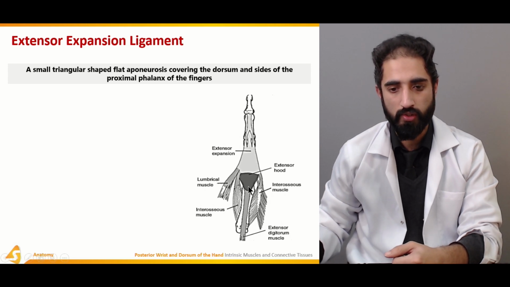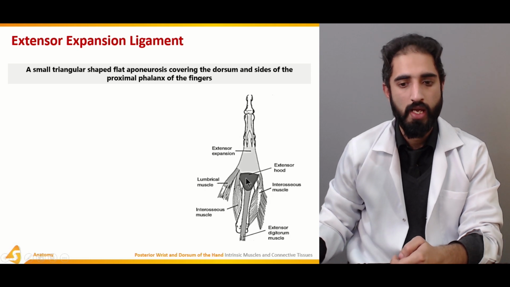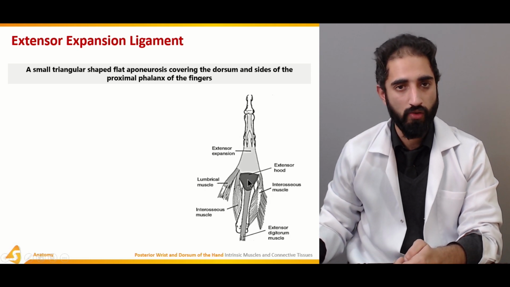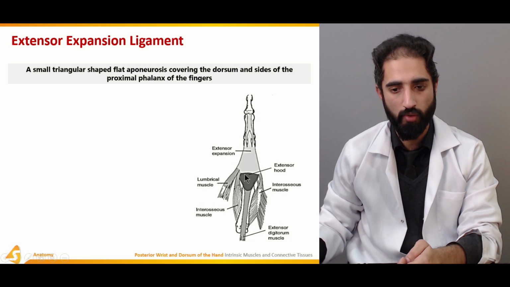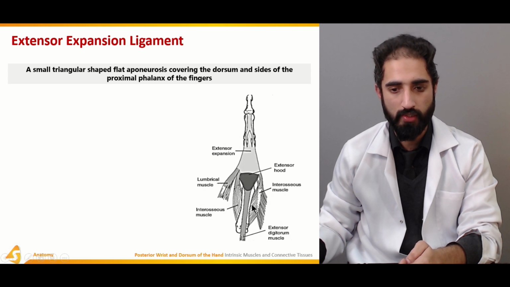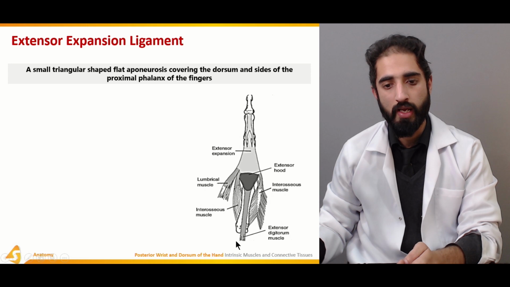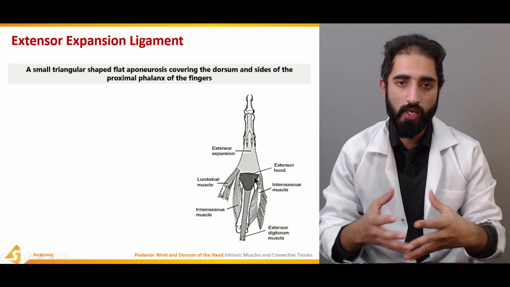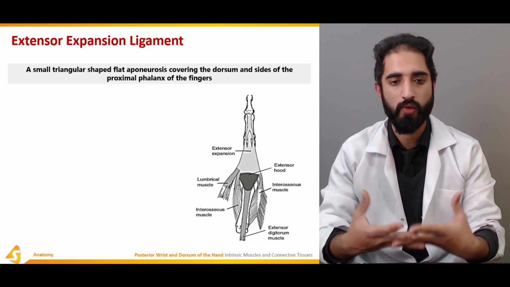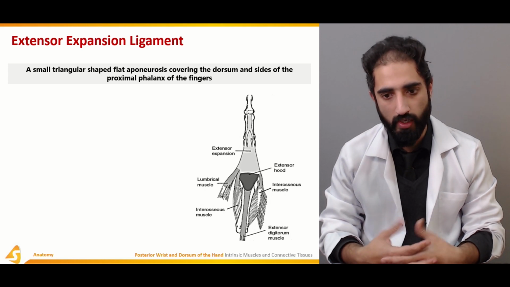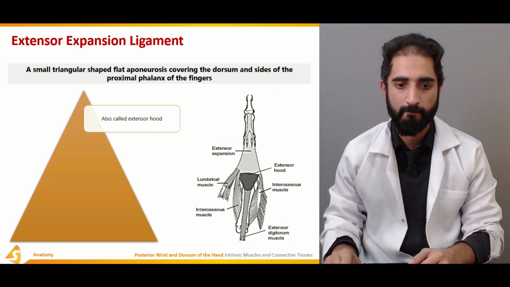picture here. So this is actually the extensor expansion, and the proximal aspect of this is actually known as the extensor hood. And you can see that the extensor digitorum muscle as well as the lumbrical muscles and interosseous muscles are actually coming and inserting or blending in with the extensor expansion ligament or the extensor hood.